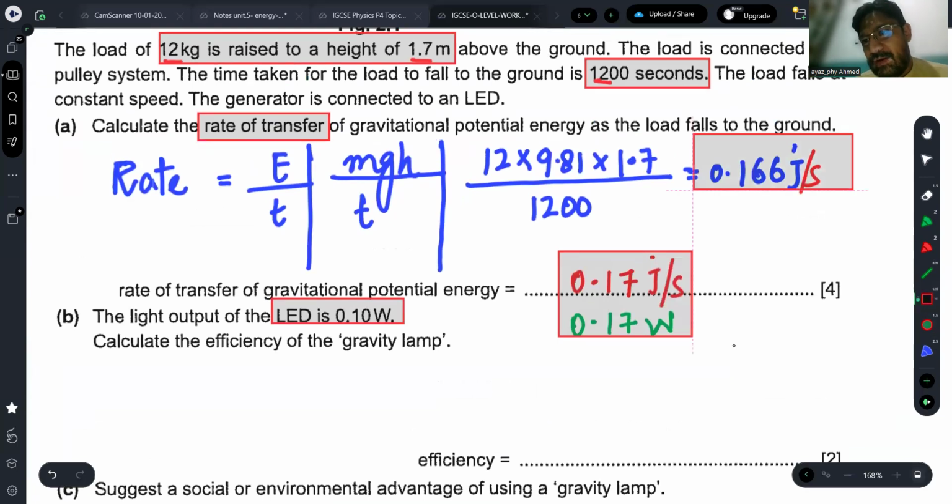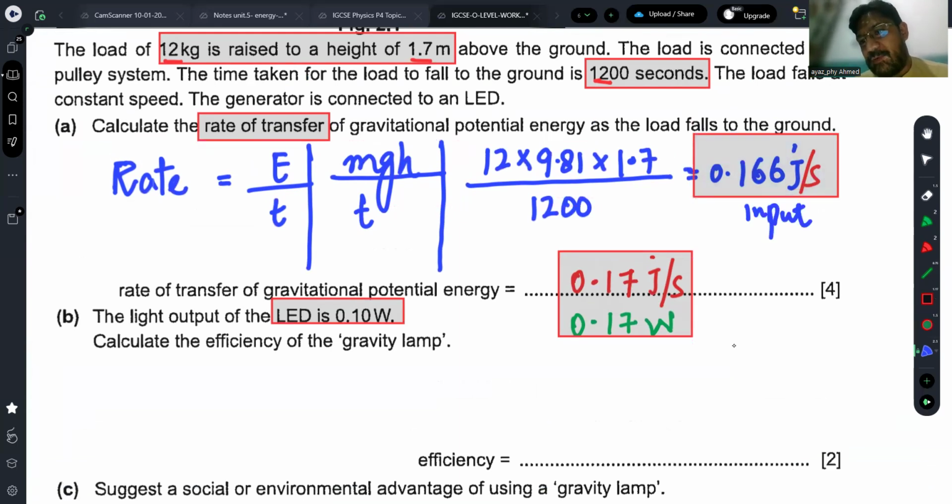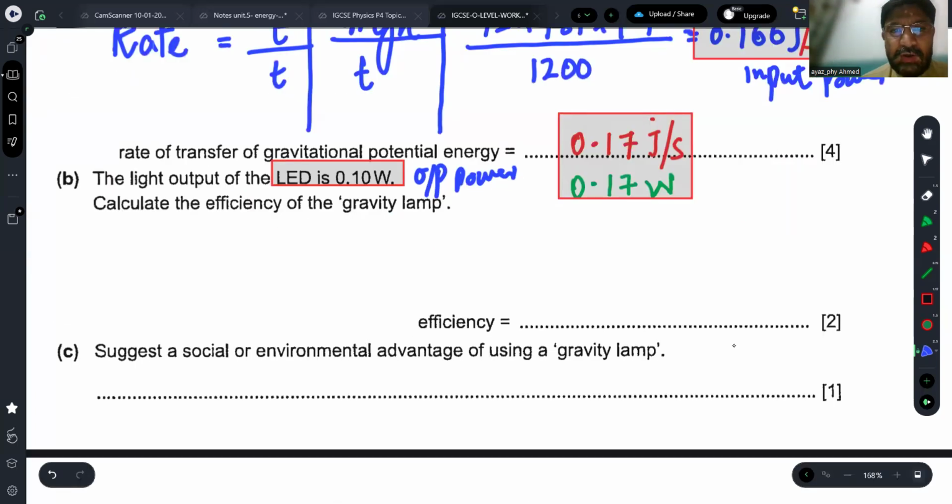Okay, so mind this. This is your input. So just use this as an input. Okay, and that is input power. So this is your output power. Okay, so calculate the efficiency of the gravity lamp. So how will you calculate efficiency?